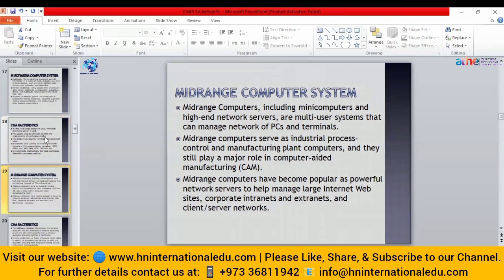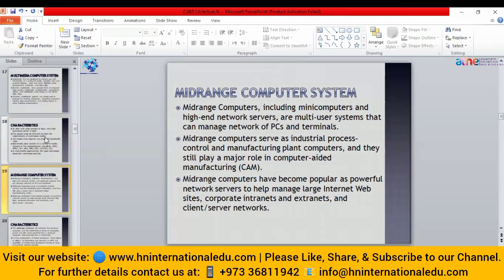Now the next one is the mid-range computer system. Mid-range computers include minicomputers and high-end servers. Like nowadays, instead of the mainframe computer, we are using servers or mid-range computers. They have the same purpose as our mainframe computers, but they are more powerful, or we can say that they are more recent computers compared to the mainframes, and they have more capabilities compared to these computers.